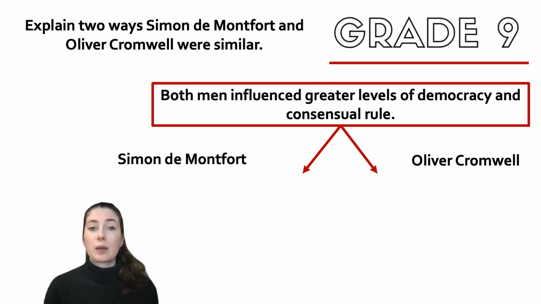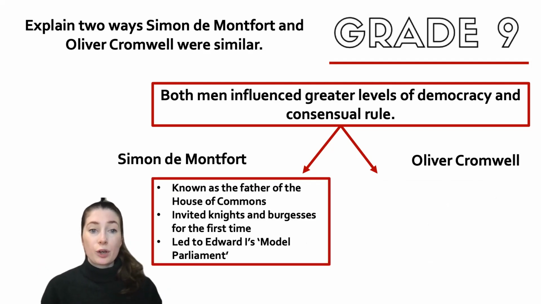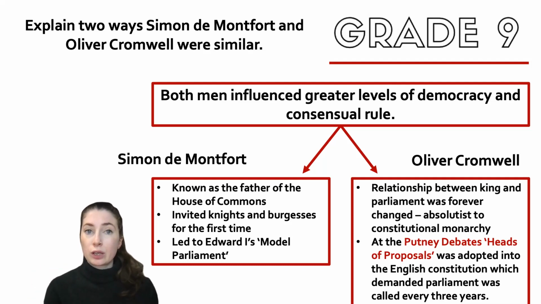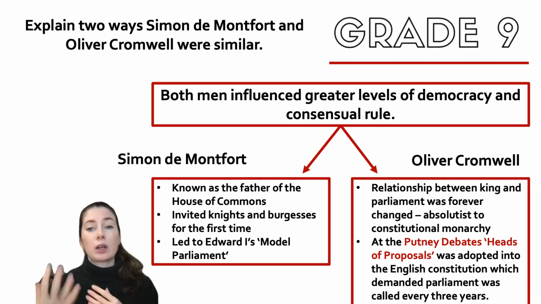For the second point, they both influence greater levels of democracy. Simon de Montfort was known as the father of the House of Commons. He invited knights and burgesses for the first time to Parliament, and after him we had the Edward I model Parliament. Oliver Cromwell, his relationship between king and Parliament was forever changed after he left office. We moved to a constitutional monarchy, so when Charles II came to power, we no longer had the absolutist monarchy, we had a constitutional monarchy. The king was bound by a constitution. We still have that to this day.